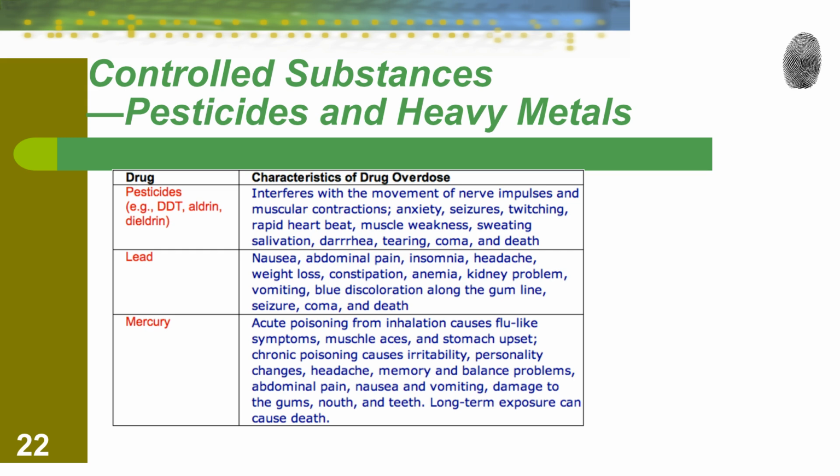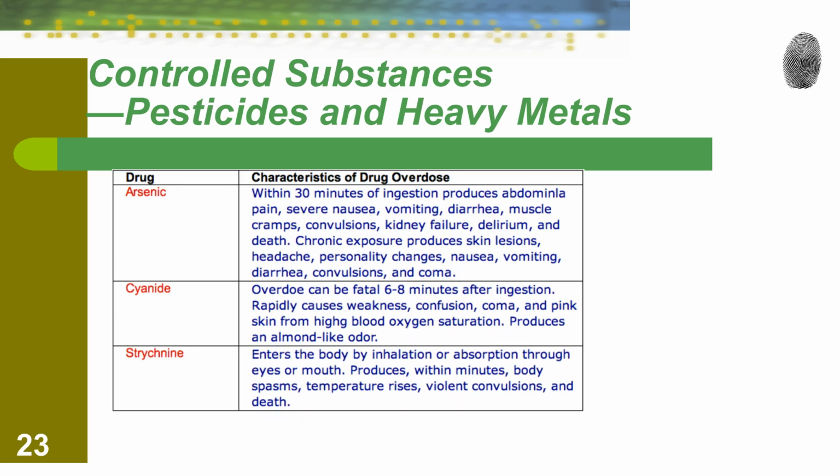Pesticides and heavy metals are other types of toxic substances. This figure shows the effects of some common heavy metal poisons on the body. The effects of heavy metals, such as mercury, arsenic, and lead, range from headaches and kidney damage to skin lesions and death, even in small doses.